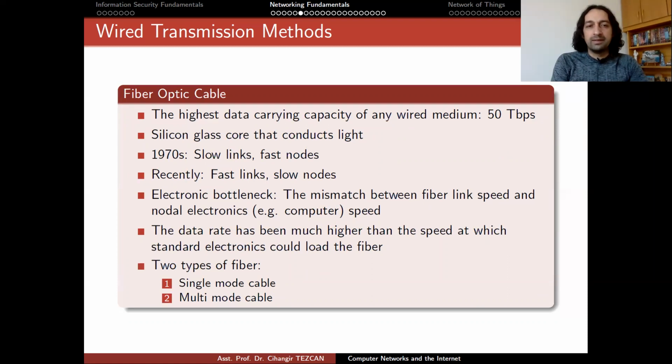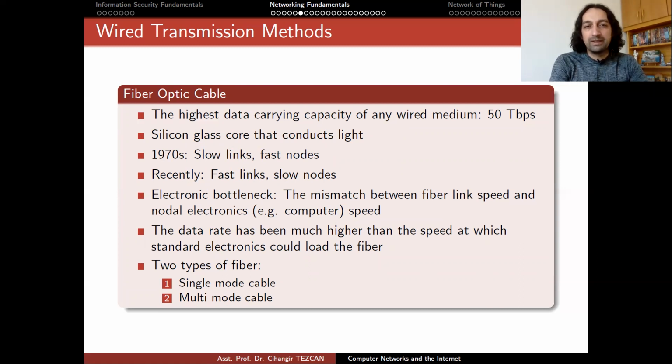With dial-up communication, you had 56 kilobits per second, which is really slow. And it is also an upper bound. Most of the time, you cannot achieve that speed anyway. But recently, what we have is fast links and slow nodes, because now the communication links are really fast.